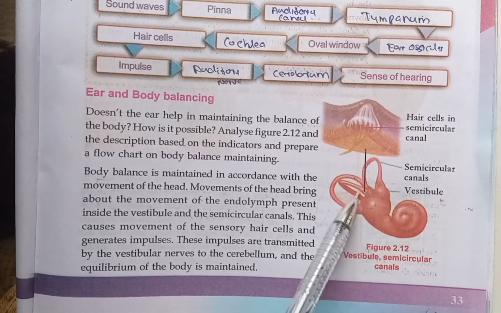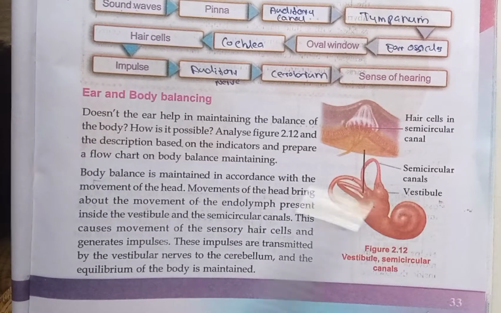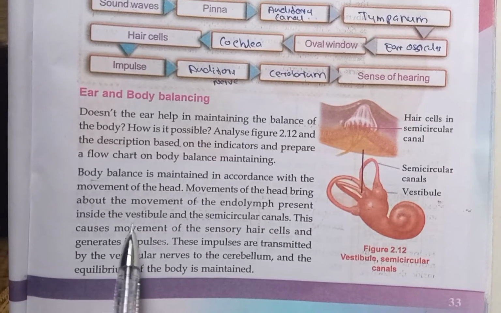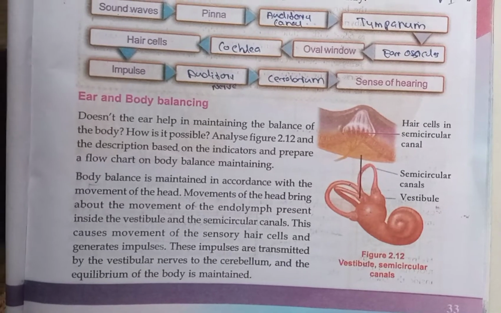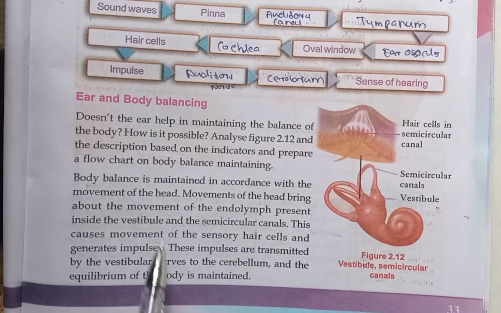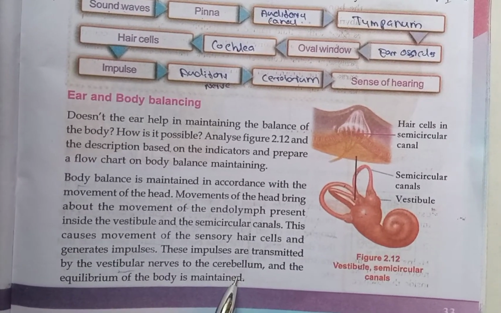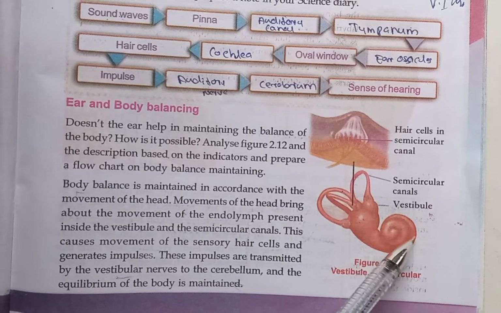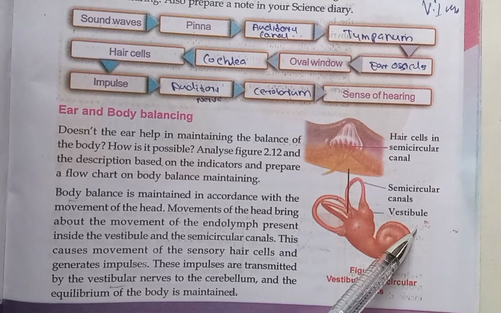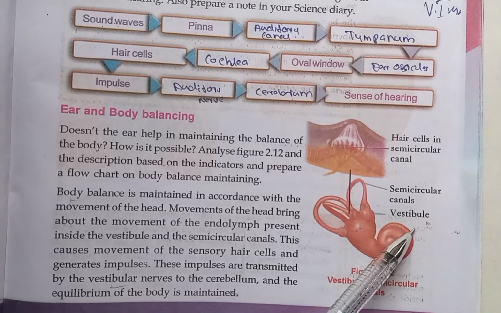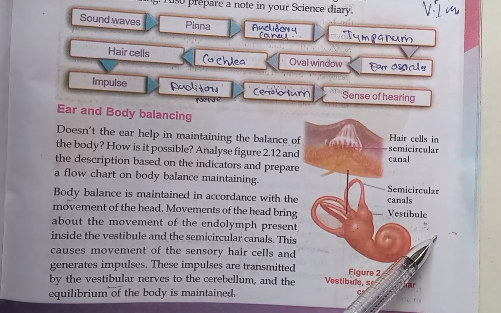That fluid is endolymph fluid. Inside the endolymph fluid, what is contained? Hair cells. When our head moves, the hair cells also move. This causes movement of the sensory hair cells and generates impulses. Which impulse? Body balance impulse is generated. These impulses are transmitted to the cerebellum by the help of the vestibular nerve. Sound wave is converted into impulse in the organ of Corti. That is taken by which nerve? Auditory nerve, transmitting to the brain.